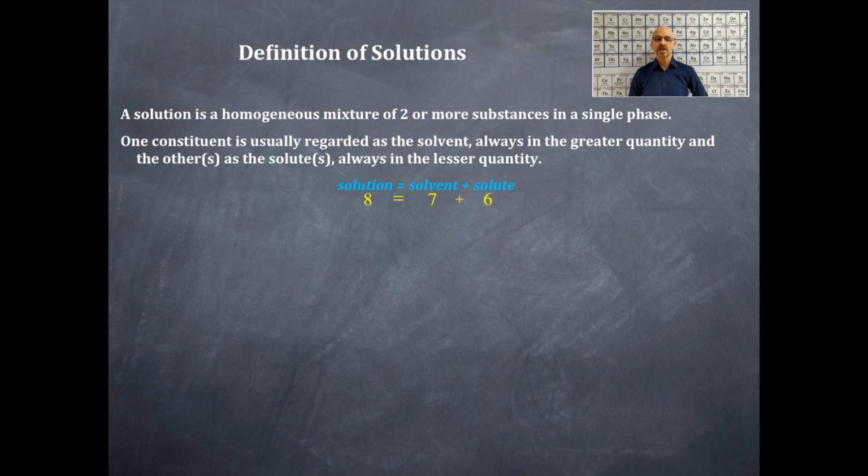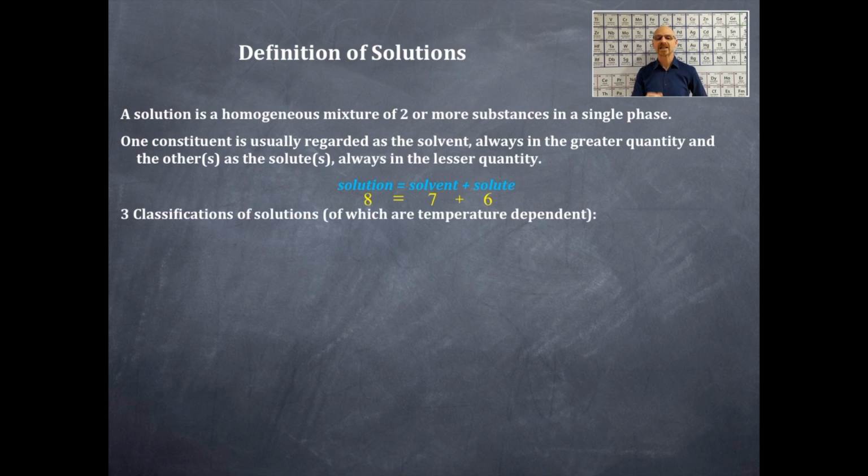So remember, the solution is the sum of the solute plus the solvent. That's why it has the most letters in it. The solute has the fewest letters, and it's in the least amount. And the solvent is what you put the solute into to make the solution. That is the sum of the two. So hopefully you can remember that little mathematical problem, and that will solve all your problems and be the solution to all your problems, of course.